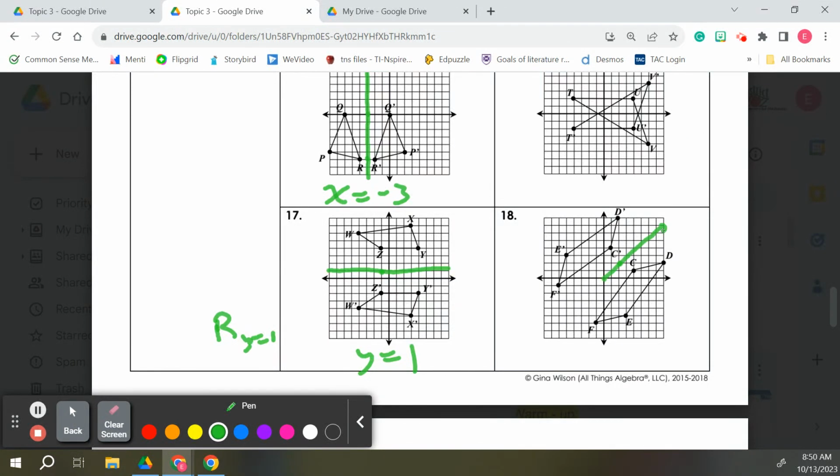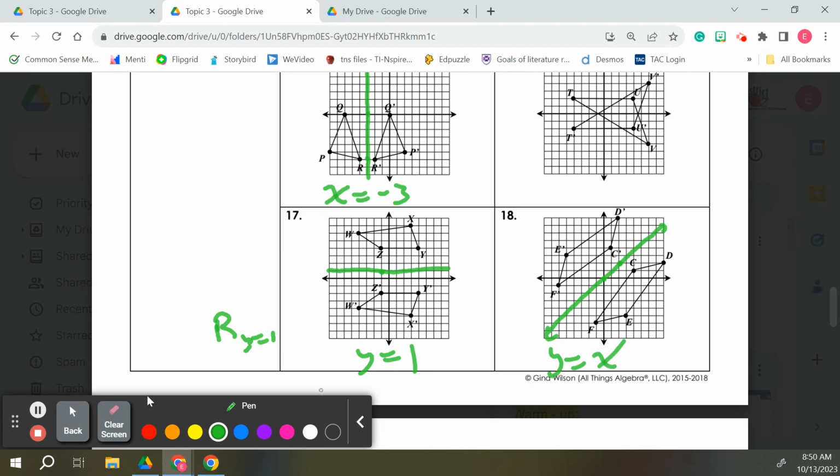What's this one going to be? Y equals what? Or no. We got y equals x.